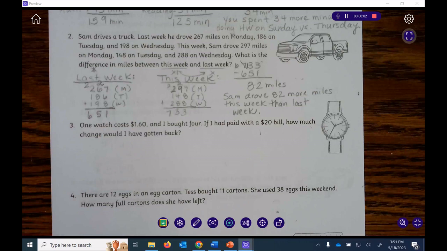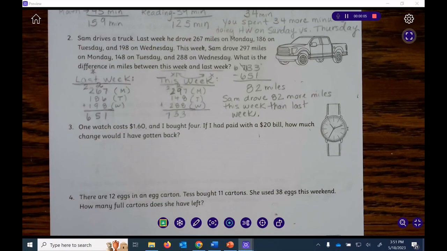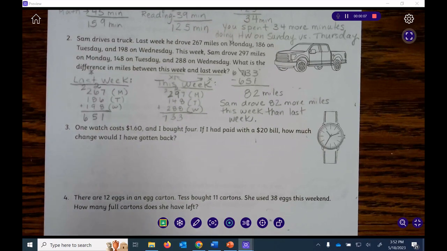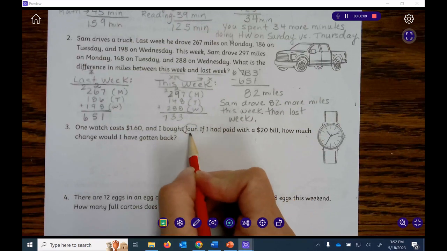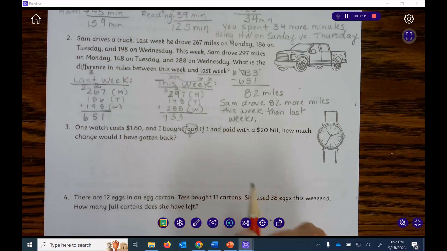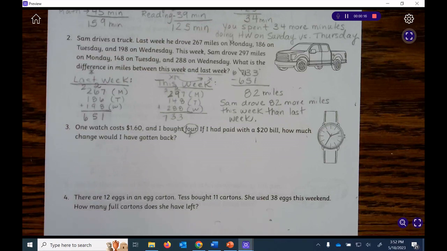One watch cost $1.60 and I bought 4 watches. Be on the lookout for numbers in word form. A lot of times when students are reading a problem, they'll pick out the numbers that are in standard notation, like $1.60 or $20, but they'll forget the numbers that are in word form. So make sure that you're looking out for those numbers.